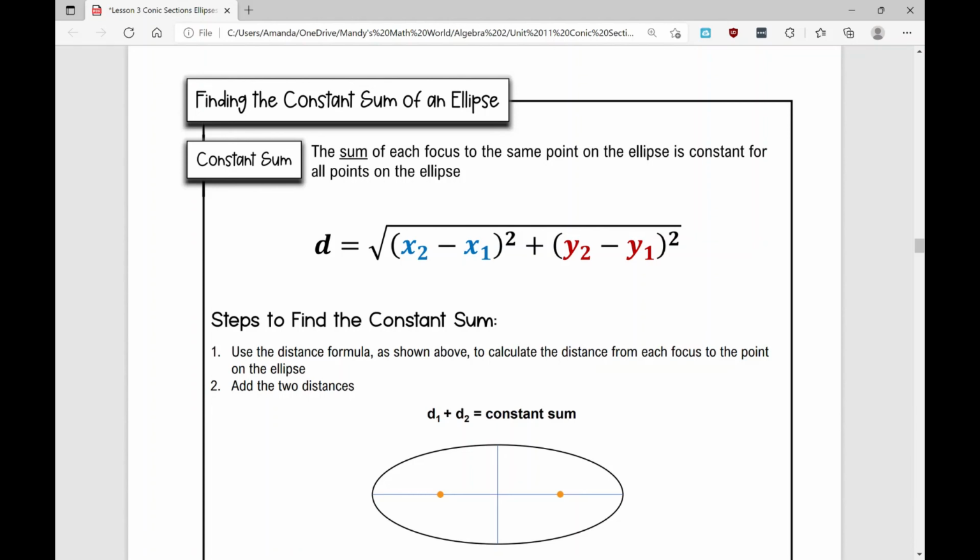So what is the constant sum? I talked about it earlier in the video. It's the sum of the distances from each focus to the same point on the ellipse, and it is constant for all points on the ellipse. That's basically what constant sum is.